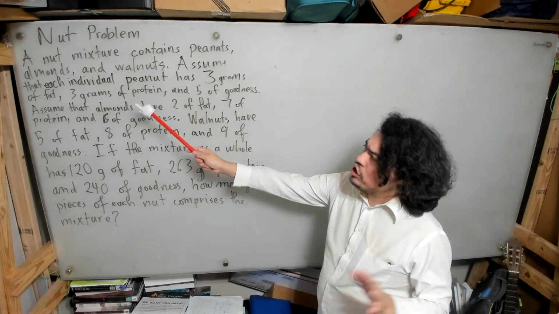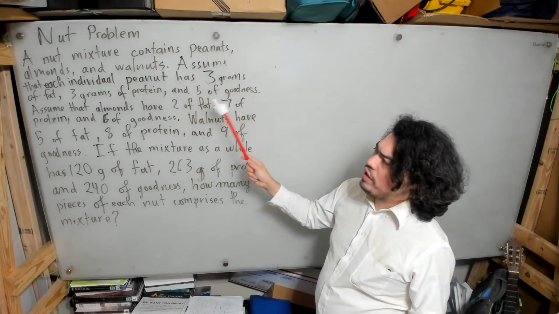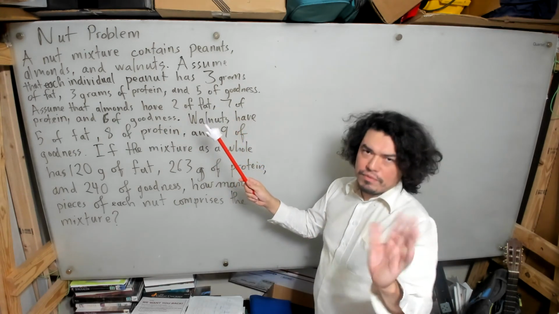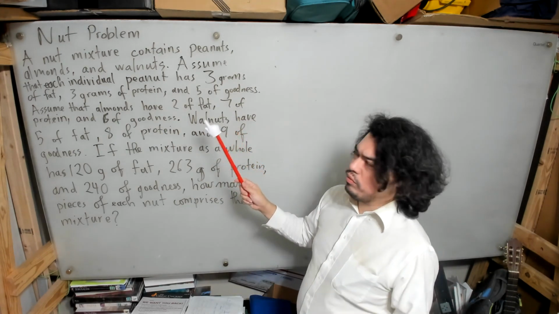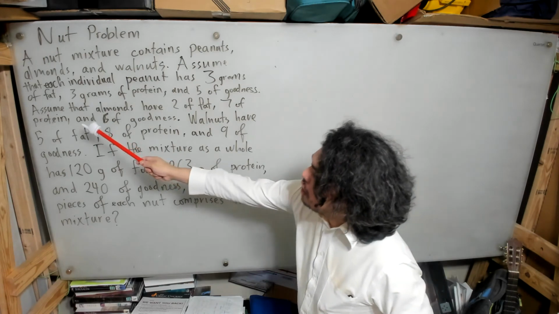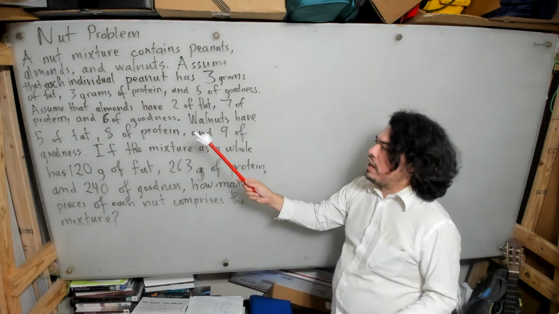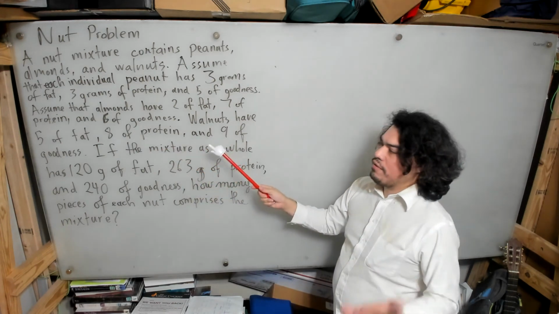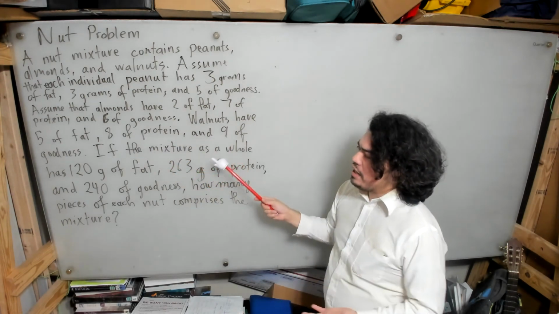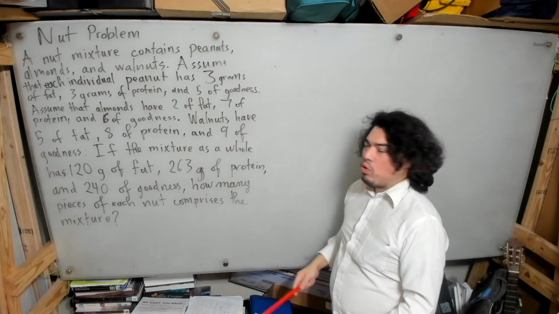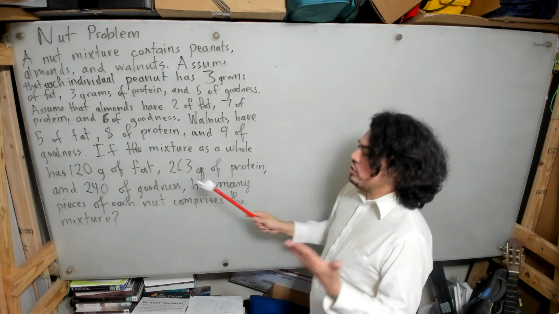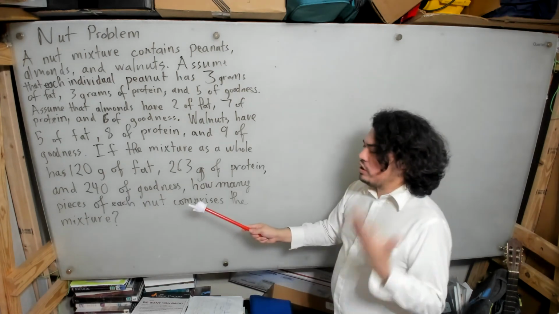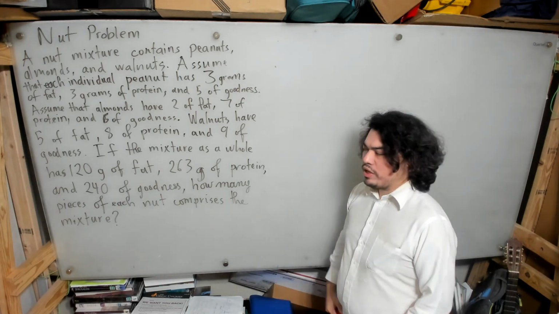We assume that each individual peanut has 3 grams of fat, 3 grams of protein, and 5 of goodness, whatever units you want to pick. Assume that almonds have 2 of fat, 7 of protein, and 6 of goodness. Walnuts have 5 of fat, 8 of protein, and 9 of goodness. And if the mixture as a whole has 120 grams of fat, 263 grams of protein, and 240 of goodness, the question is how many pieces of each nut comprise the mixture?